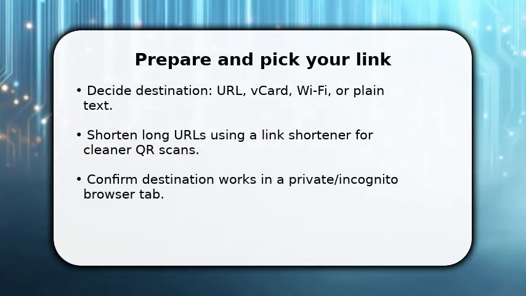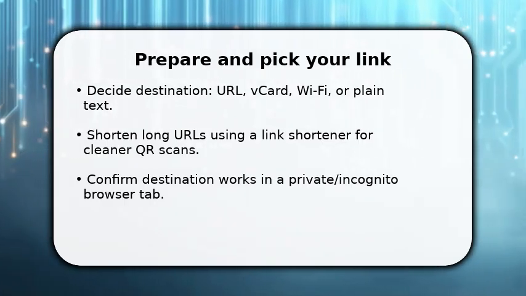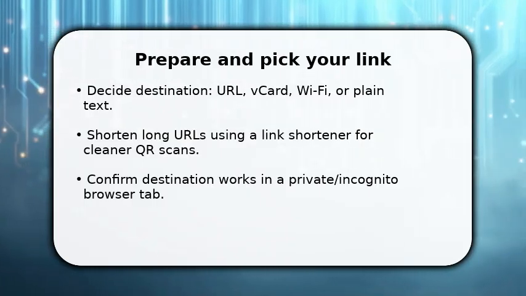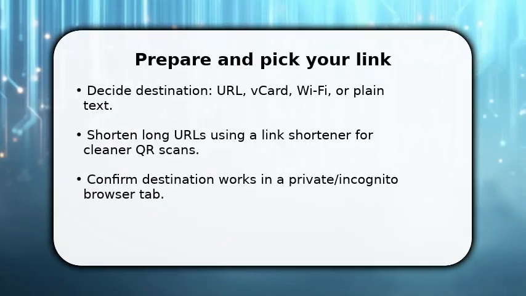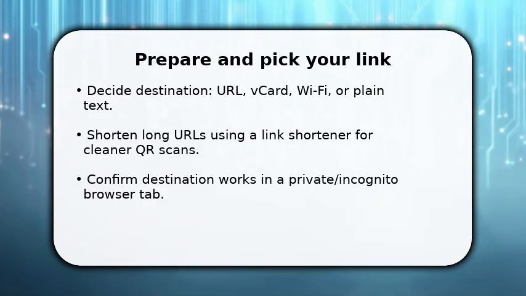You start by choosing the exact link or payload you want encoded and why people will scan it. Once decided, shorten long URLs to improve scanning reliability and aesthetics, and test the destination in a private browser to avoid cached redirects. Make sure you have any branding or color constraints, and decide if you need tracking parameters.